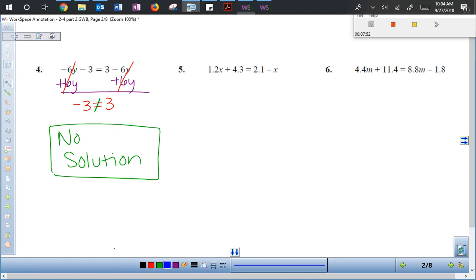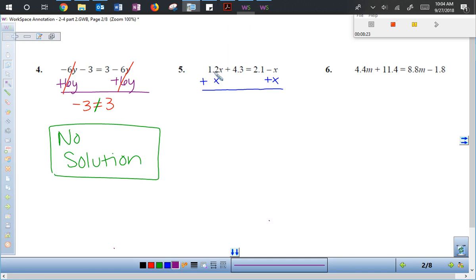Let's try number 5. I have 1.2x plus 4.3 equals 2.1 minus x. Now this is decimals, but it's not a big deal. It's the same thing. I still want to get all of my variables onto one side, all of my constants onto the other. So on my left side here, I have 1.2x, and on my right side, I have negative x. For me, I feel like it's going to be easier to add x to each side. Now, if you chose to subtract 1.2x from each side, that's fine. You'll still get the same answer.